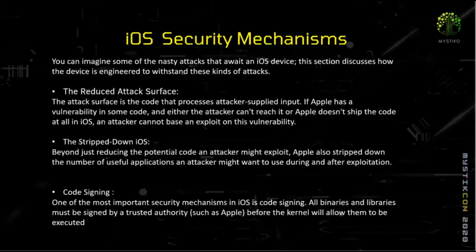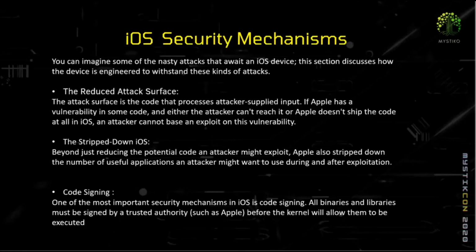Okay, so as we can imagine, a lot of attacks are possible on an iOS device. These are the reasons why iOS is considered to be the more secure one. First is a reduced attack surface. Attack surface is code that processes attacker-supplied input. So if Apple has a vulnerability in some code and the attacker cannot reach it, Apple cannot ship the code at all in iOS. So the attacker cannot reach this vulnerability.